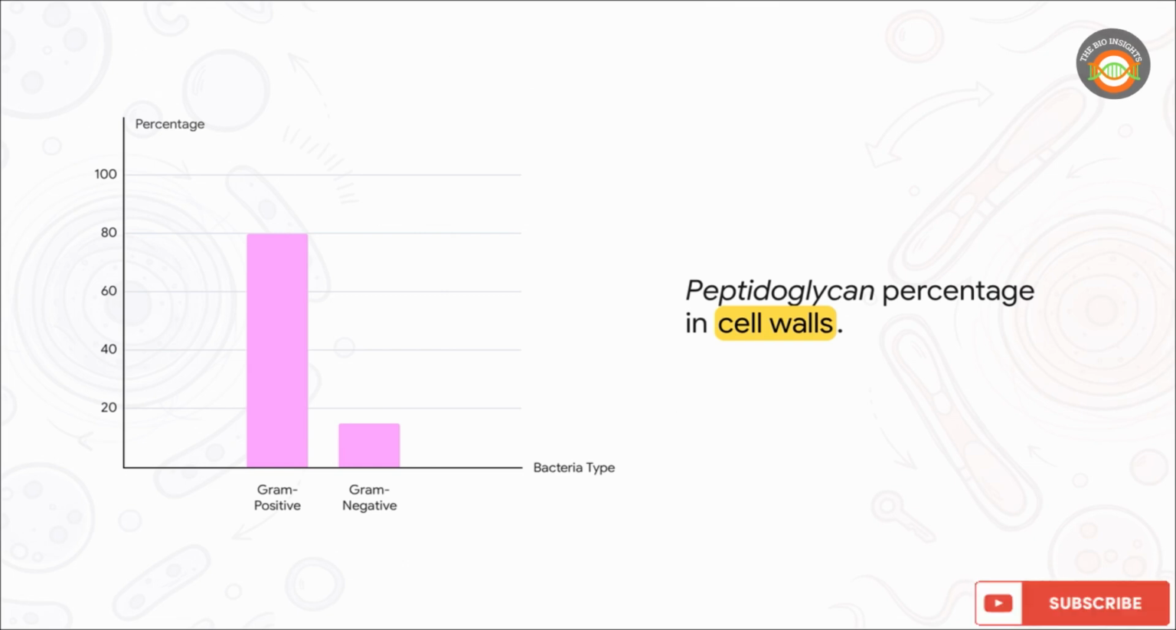And look at this massive discrepancy. Gram-positive bacteria have a remarkably thick wall. We're talking anywhere from 20 up to 80% peptidoglycan. Gram-negative bacteria, on the other hand, they have a super thin layer of it, maxing out at around 15%, but usually hovering much lower than that.